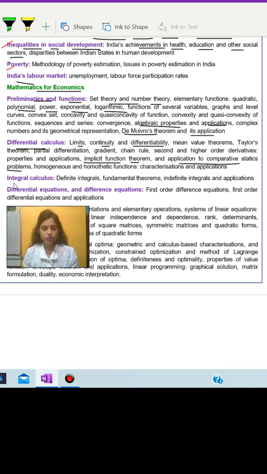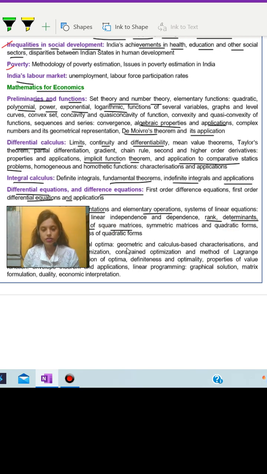Coming to the next portion, that is integral calculus. From here, fundamental theorems, integrals, and all its applications are there. From differential equations and difference equations, the first order differential equations and its applications are important. Coming to linear algebra, यहाँ पे matrix representations, elementary operations ये important है. Then rank, determinants, eigenvectors and eigenvalues of square matrices ये important है.